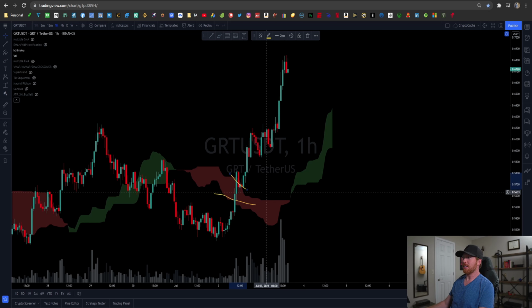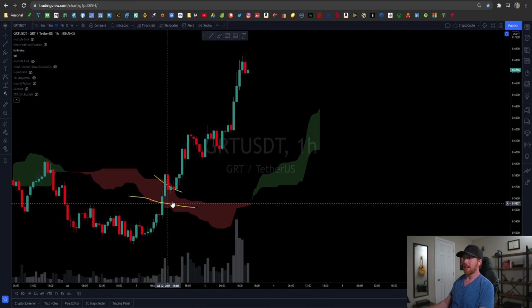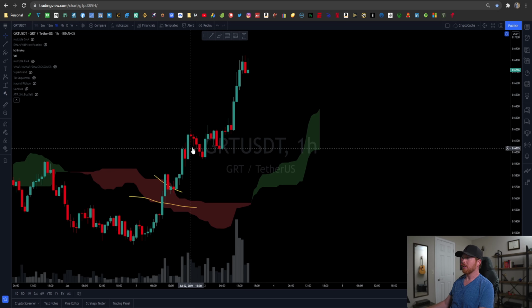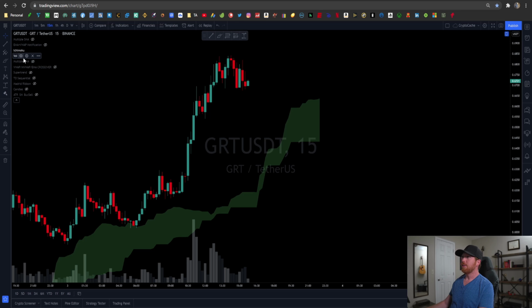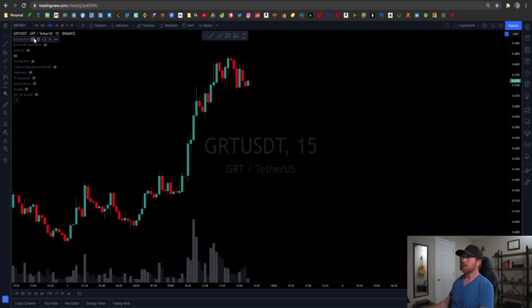Really, really good stuff. I know in retrospect it's easy to identify, but I can tell you that these are things you want to look for. Okay, so that would have been an awesome, again, instant 20% increase right there. All right, looking at the 15, let's just go ahead and see if we can identify a good entry point here for us.